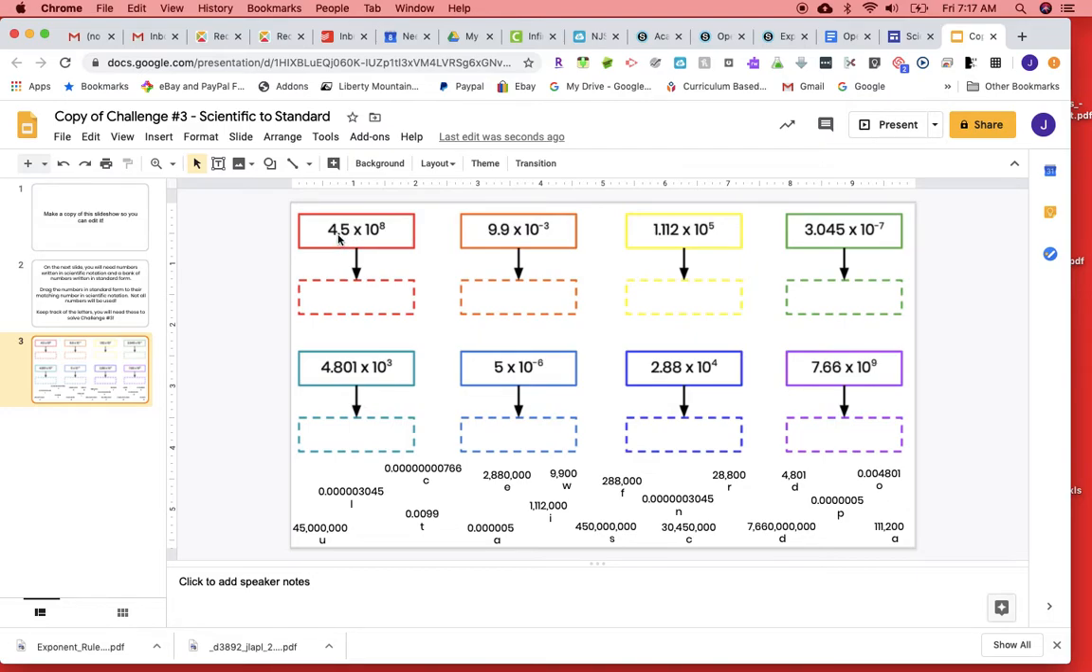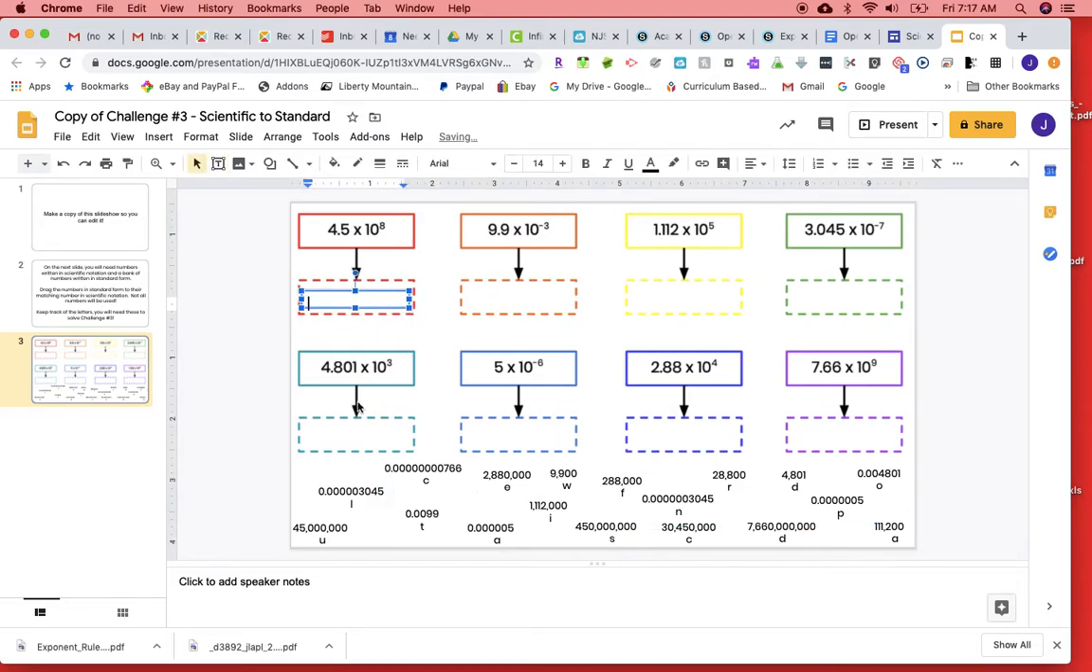So what we need to do is write 4.5 times 10 to the 8th. And if it helps you, put a text box here and let's write it out. So it's 4.5. In this case, we look at our exponent of 8. So we're moving our decimal 8 places. Being it's positive, our number is going to be big. So we're moving to our right to make this 4.5 a bigger number.